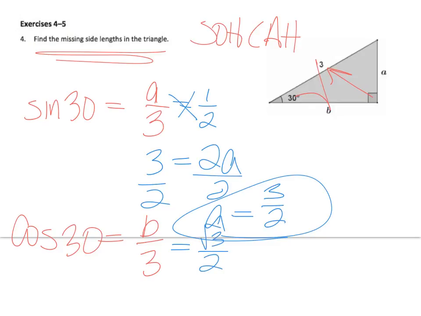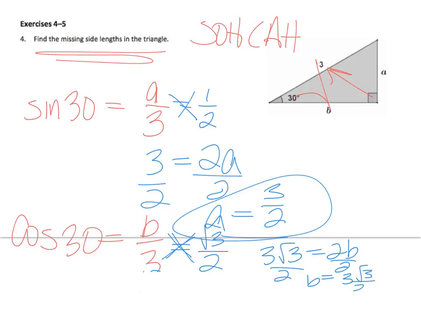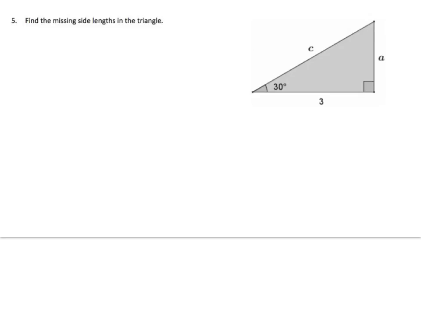I didn't leave that in very good places, did I? So I have 3 square roots of 3 equals 2b. Divide both sides by 2. This is a 3. 3 square roots of 3. So cross multiply. 3 square roots of 3 equals 2b. Divide both sides by 2. b equals 3 square roots of 3 over 2. Works great. And they're exact answers. They're not estimates. Okay, one more.